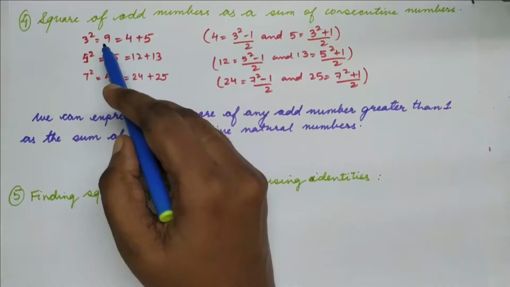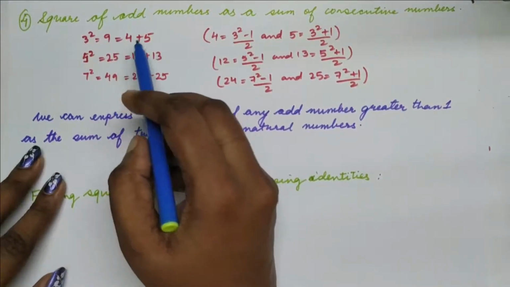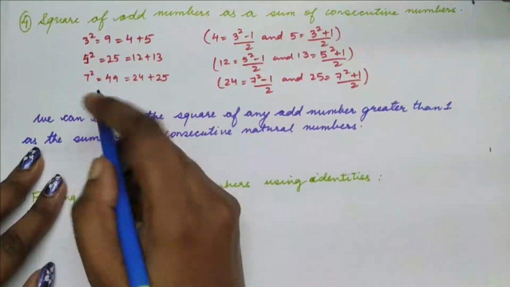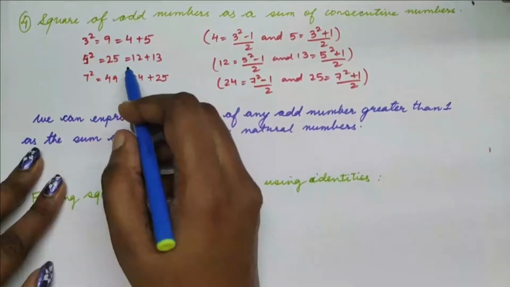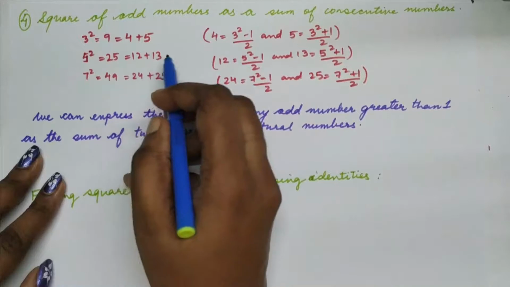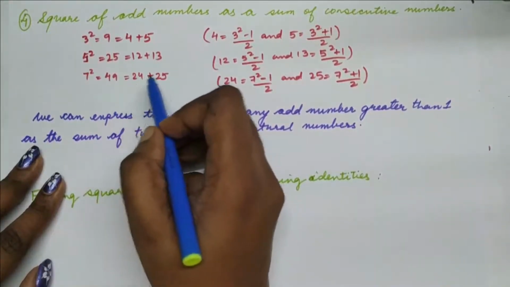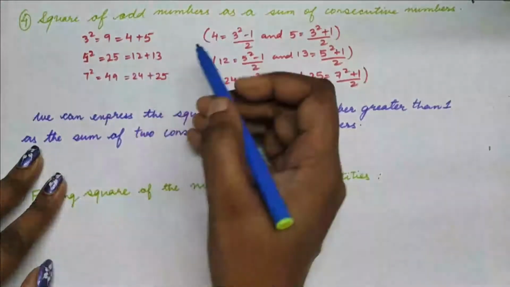We can express 9 as 4 plus 5, two consecutive numbers. Now this is for squares of odd numbers only, remember. So 5 square is 25, we can express that as 12 plus 13. Similarly, 7 square is 49, we can express it as 24 plus 25. So how can you know that?